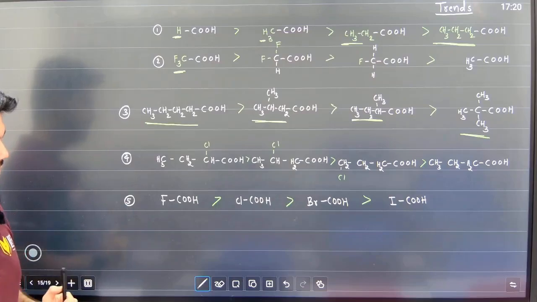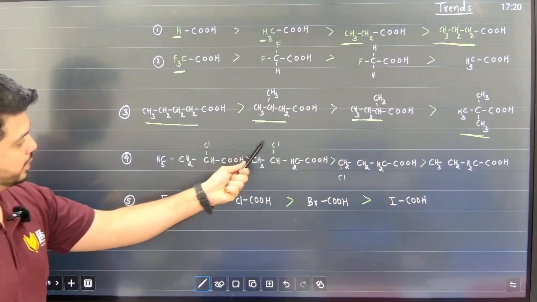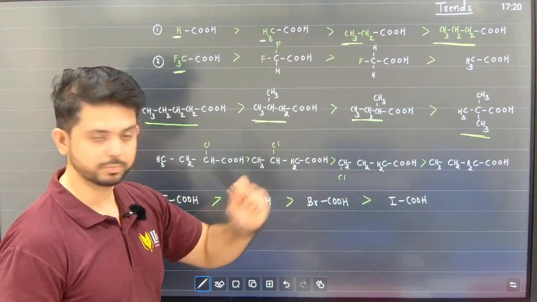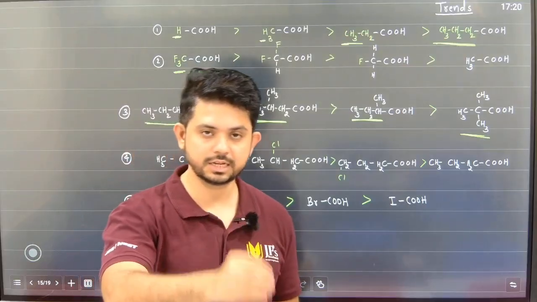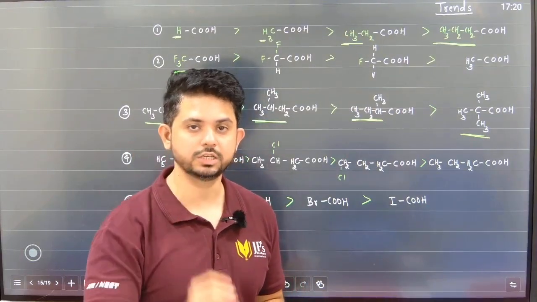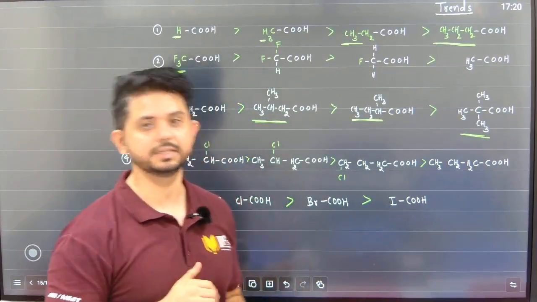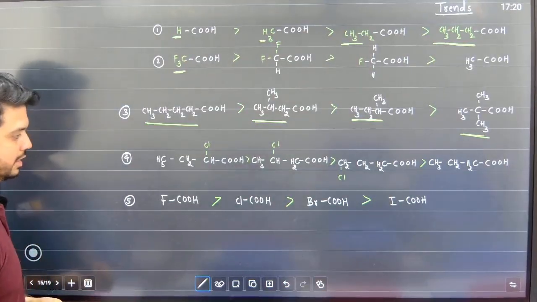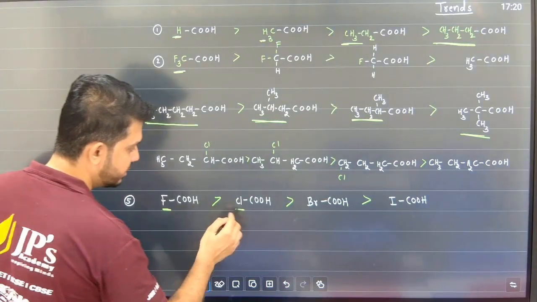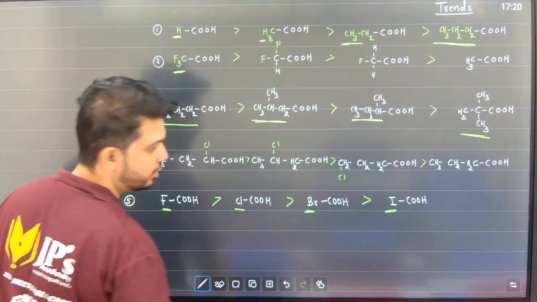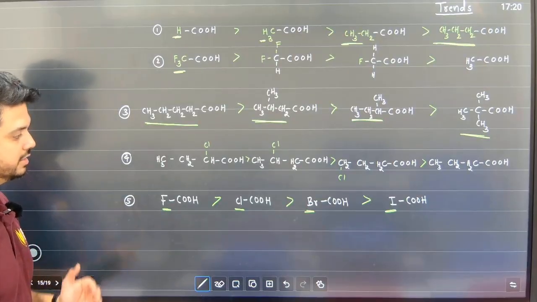Next trend. Closer the electron withdrawing group to the functional group, stronger the acidity. The closer the EWG, the higher the acidity. Stronger the electronegativity, stronger the electron withdrawing strength, higher the acidity.